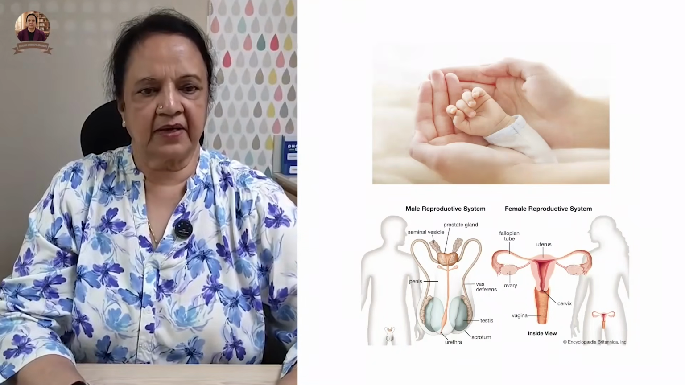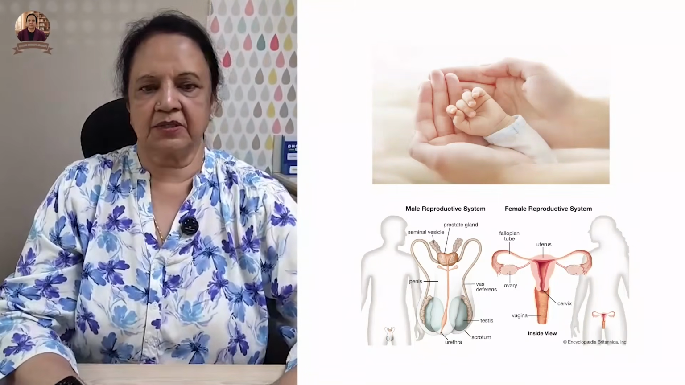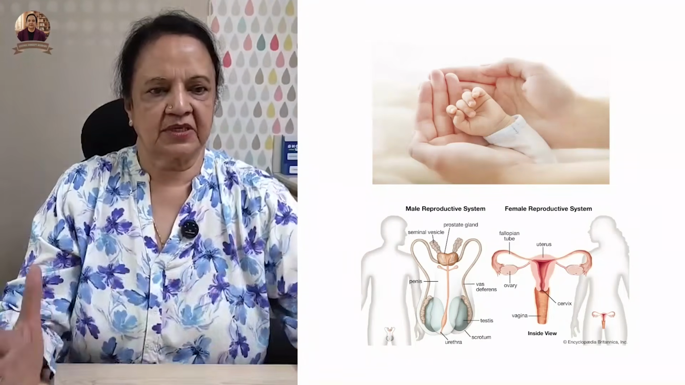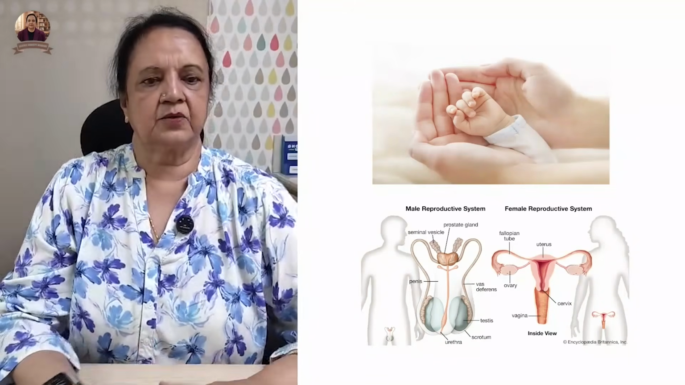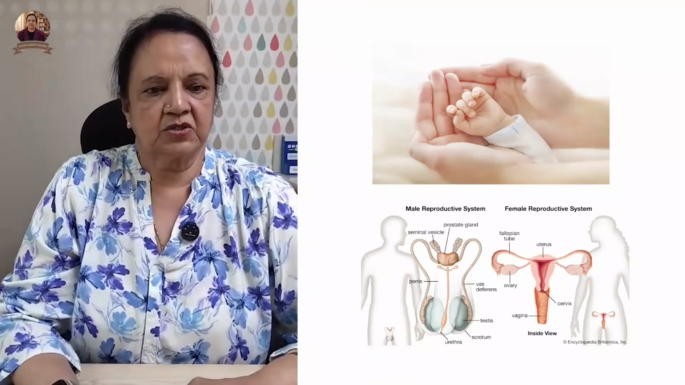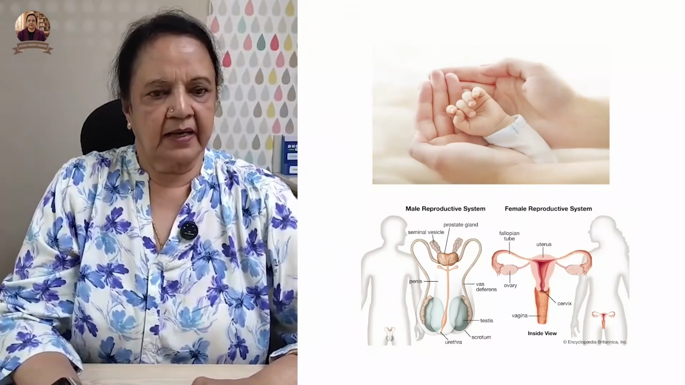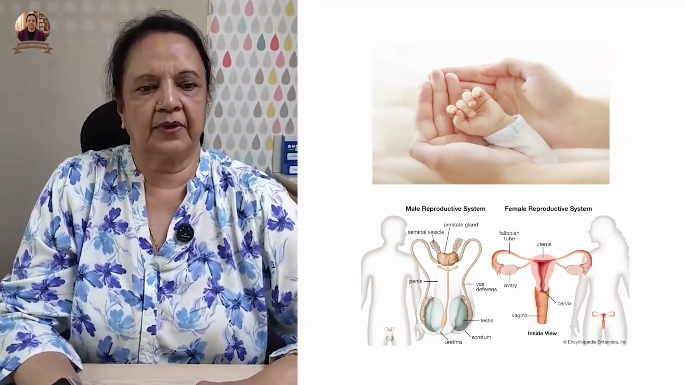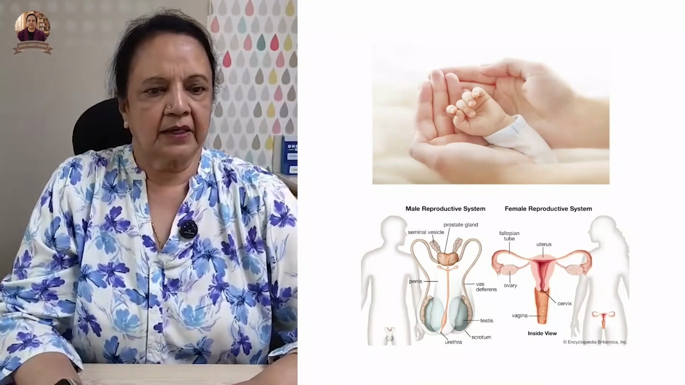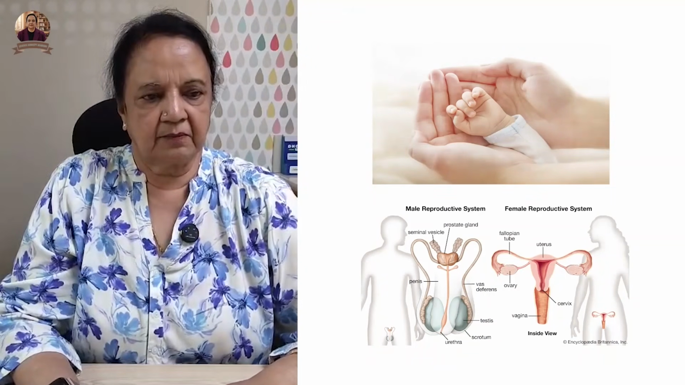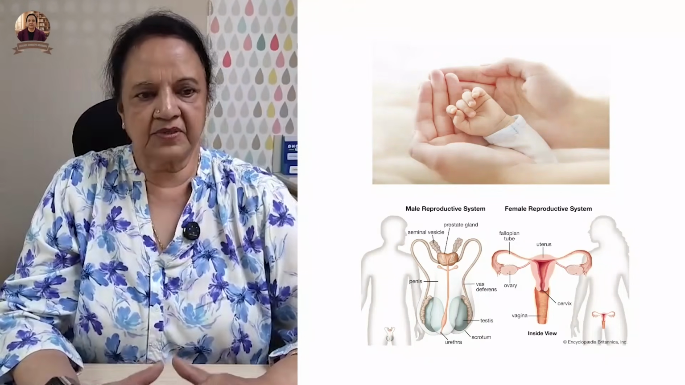Chapter 3, Reproductive Health. Moving on to reproductive health. This chapter is not just biology, it's about social awareness, safe practices, and medical solutions that lead to a healthy society. Question 1. Define reproductive health. What is the Reproductive and Child Healthcare Program, RCH? Mention three objectives.